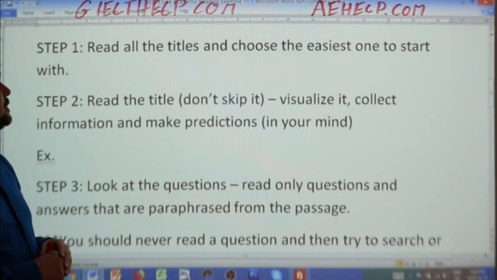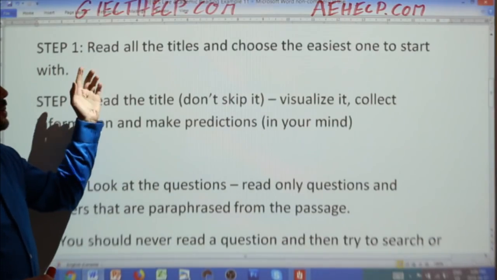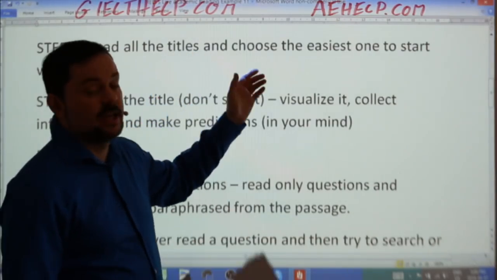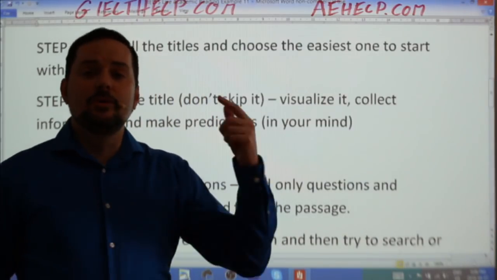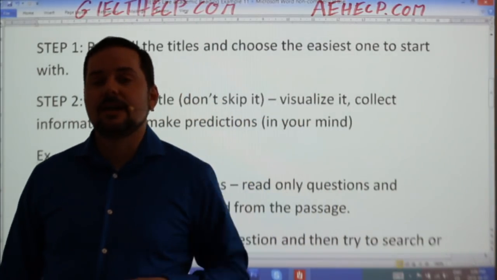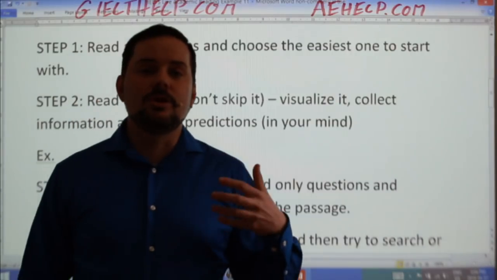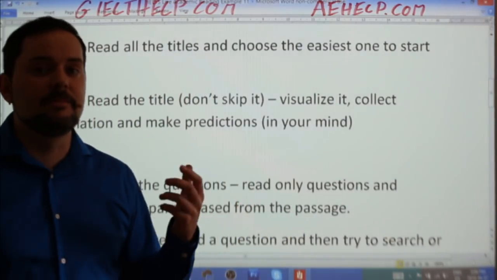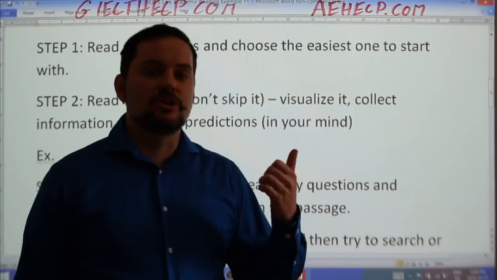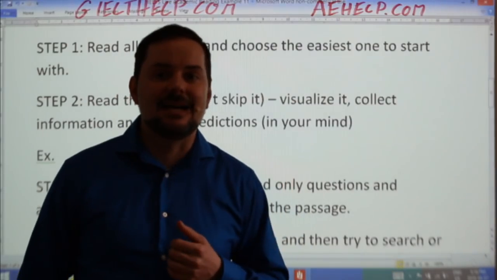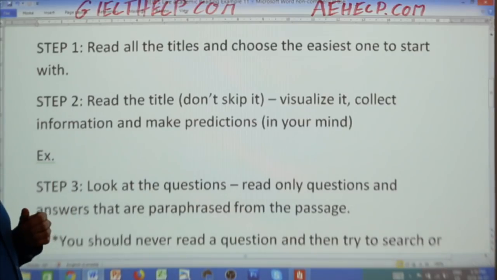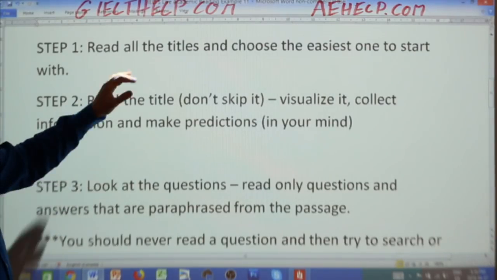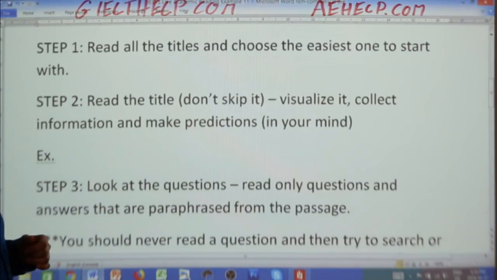Just a review from the first class. So step number 1, you read all of the titles, okay? So in the academic, you have 3 passages, and you read each of those titles. Now, you pick whichever one you think is the easiest for you. Keep in mind that usually the first passage is the easiest passage, okay? But if you're more familiar with one of the other topics, maybe you might want to start with that. So read all the titles, choose the easiest one to start with.